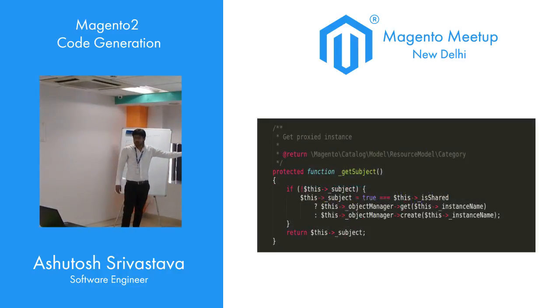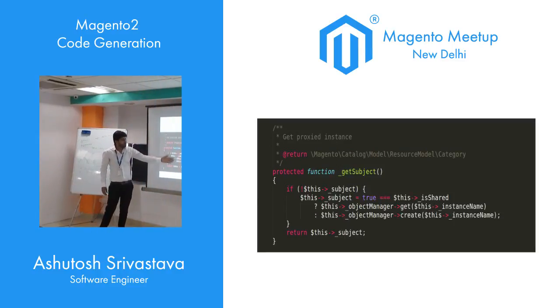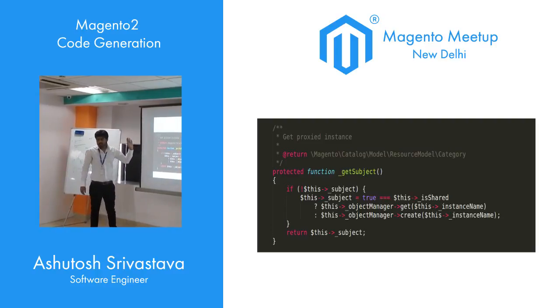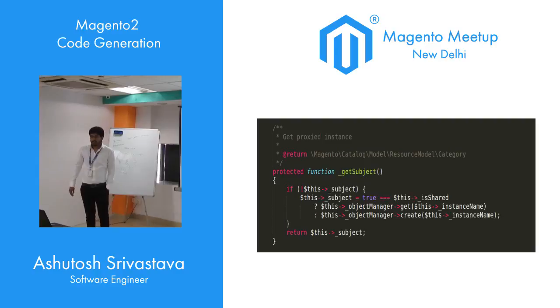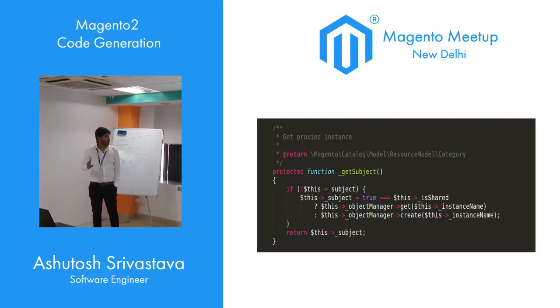This is a common method in all proxies, _getSubject. What this method does is simply get the object of the category class that is being proxied. Here, if this subject property is set, it returns the same object. If it is not set, then it creates a new instance or gets a shared instance. That depends on the DI you have configured, since proxy classes are always exposed to the dependency injection tool.